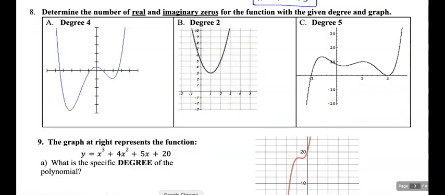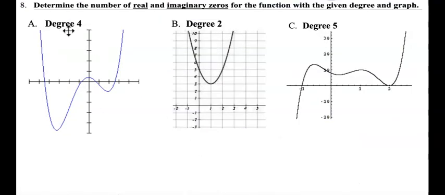Alright, here's number 8. So we're going to determine the number of real and imaginary solutions of these functions. Alright, so the first one has a degree 4. So you should have 4 zeros here, or 4 solutions, right? You could have 4 real zeros, 4 imaginary, or a combination of both. Alright, and what I'm going to look at first is where does this cross the x-axis?